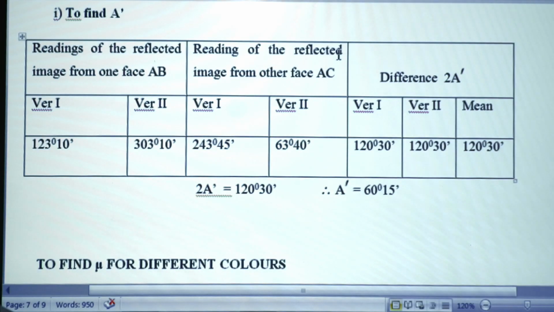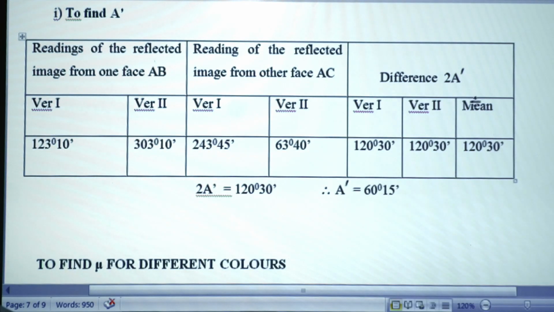Similarly, when we observe the image from the face AC, the Vernier 1 reading is 243 degrees 45 minutes and Vernier 2 reading is 63 degrees 40 minutes, and this reading is actually 360 plus 40, because it has completed 0, that is 360. So it is 423 degrees 40 minutes. Then we find the difference of Vernier 1, 123 degrees 10 minutes and 243 degrees 45 minutes, that is 120 degrees 30 minutes. Similarly, the difference of Vernier 2, that is 423 degrees 40 minutes minus 303 degrees 10 minutes, is 120 degrees 30 minutes.